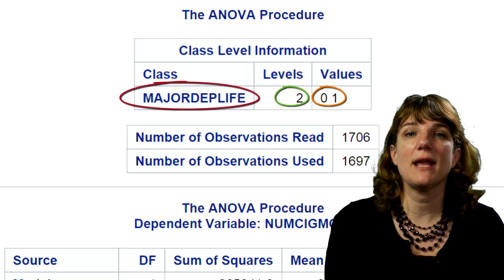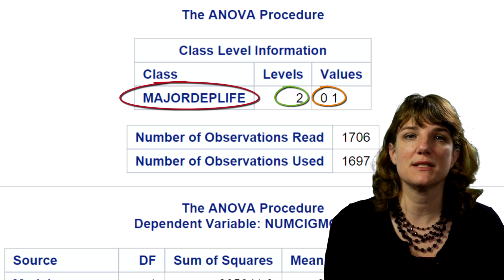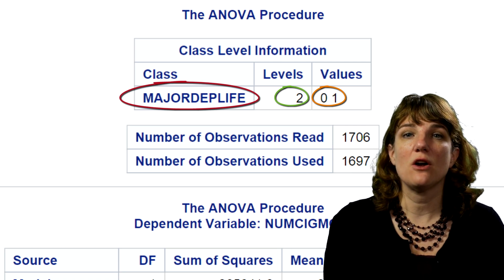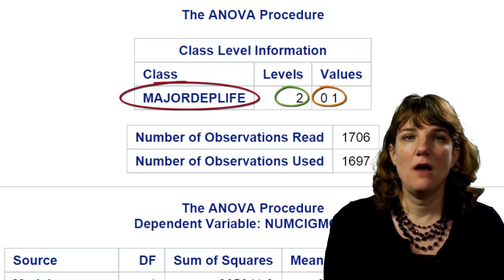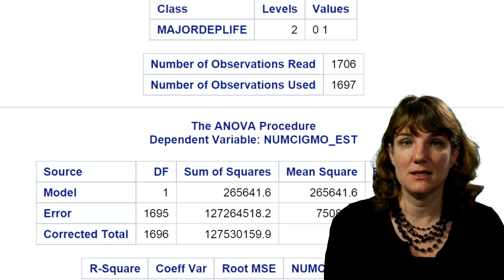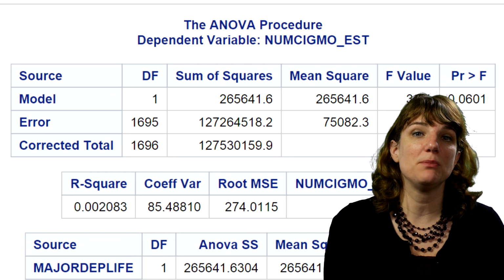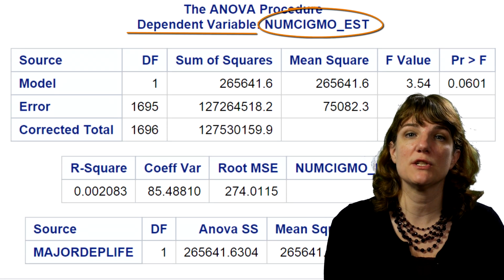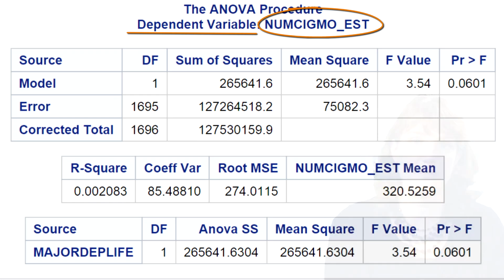So here we see our categorical explanatory variable, major dep life, has two levels, and the values are 0 and 1. Of the 1,706 observations, 1,697 were included in the analysis. Proc ANOVA then displays an analysis of variance table for the response variable, also known as the dependent variable, from the model statement. In this case, our response or dependent variable was num sigmo underscore est.